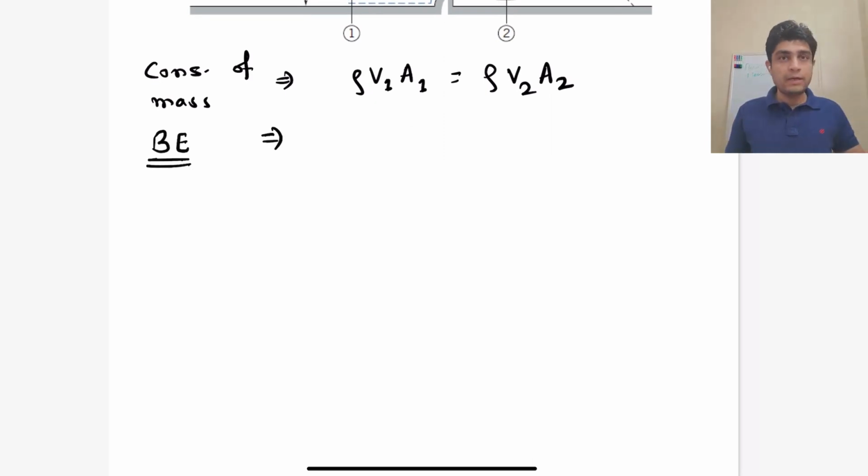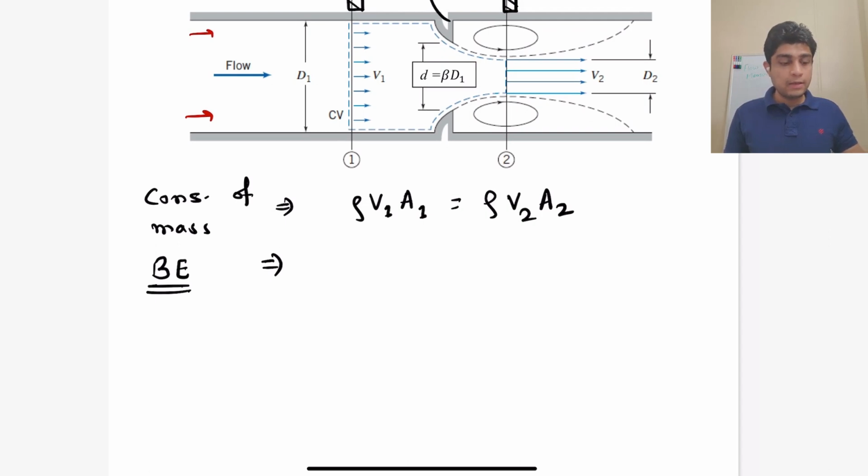So keep in mind the assumptions for the Bernoulli equation. We are assuming the fluid to be inviscid, incompressible, and we are applying the Bernoulli equation along a streamline shown here. And we are also assuming the flow to be irrotational.